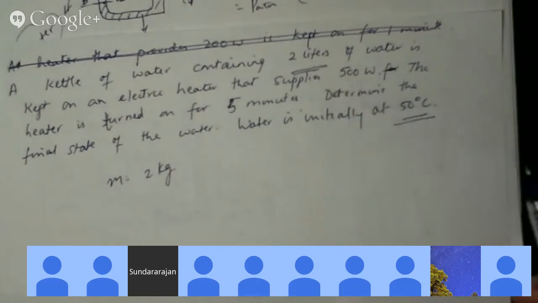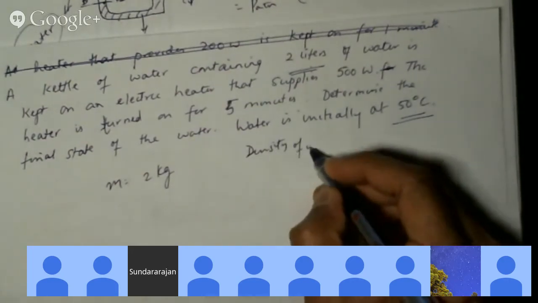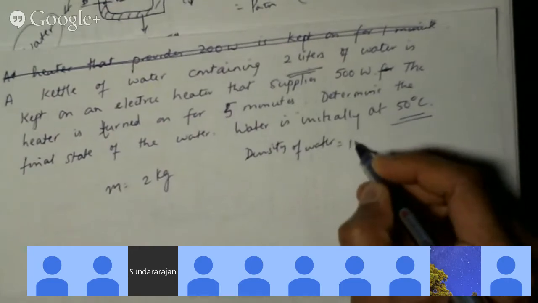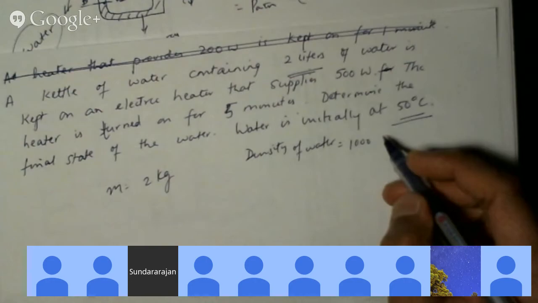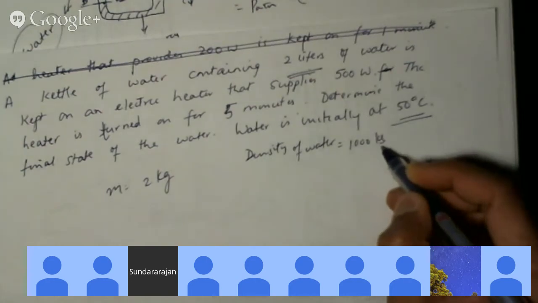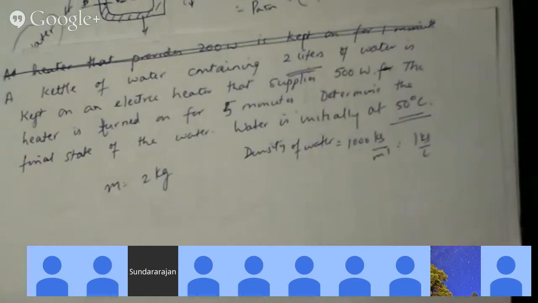It's liters. What do you convert liters to for volume? Meter cube. What's the density of water? 1,000 kilograms per meter cubed, or it is 1 kilogram per liter. Either one.